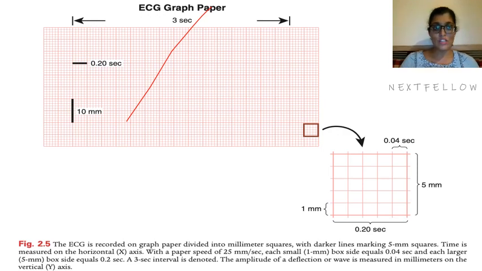So the speed of the paper is 0.04 per second, and the duration of one large box is 0.2 second.